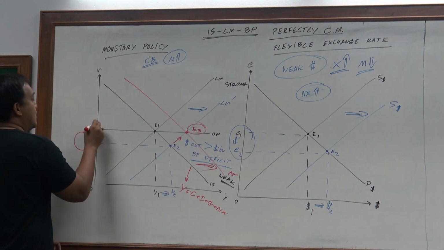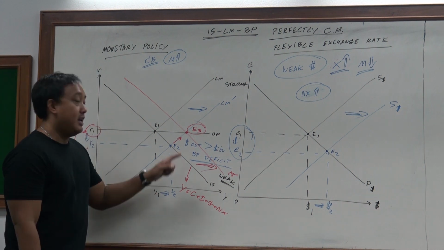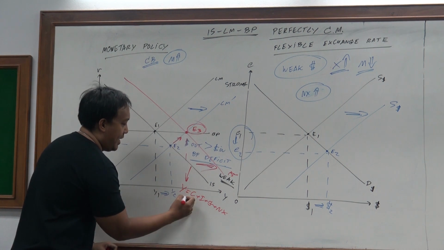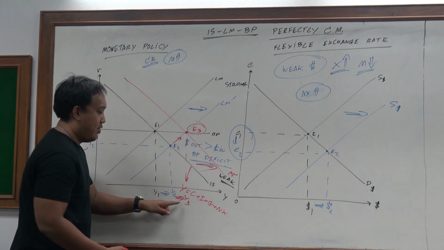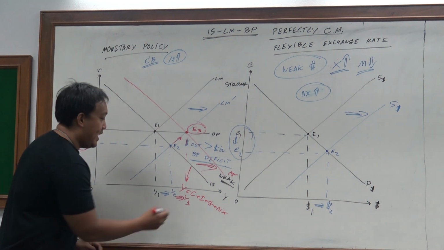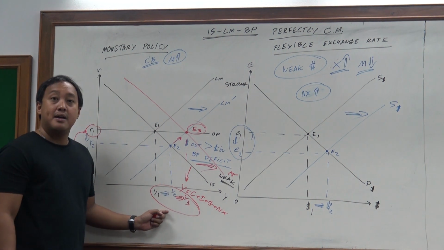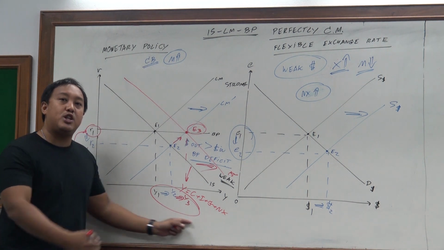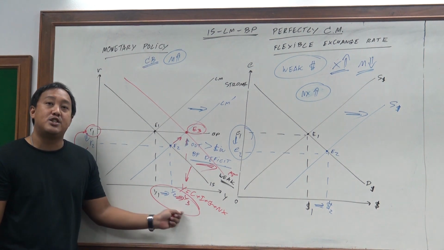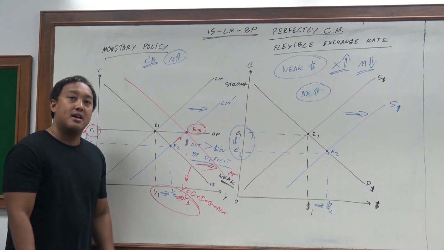The real interest rate goes back to R1 again. The new equilibrium point stays on the BP curve again. GDP increases from Y1 to Y2 and then to Y3. So this is very good for the economy, you see. GDP keeps increasing in two steps, from Y1 to Y2, from Y2 to Y3.